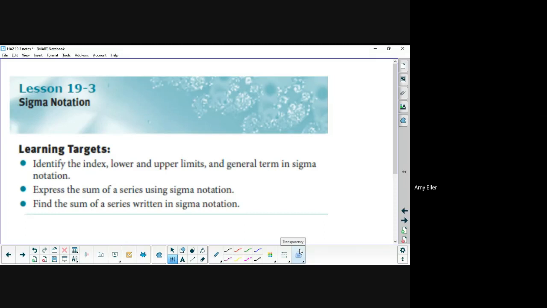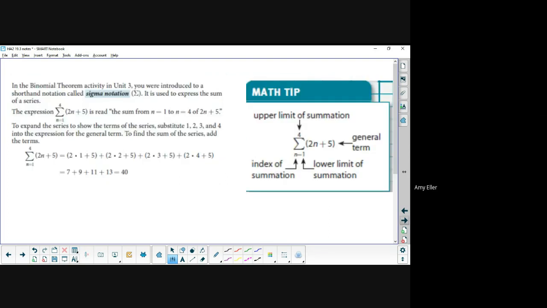All right, so 19.3, we're going to start with some vocabulary. Today we're learning about sigma, which is this, which means to add. If you look at your vocabulary here, this tells you what all of these things are. The index is your variable that you're going to use. This number is your lower limit. This number is your upper limit. And this is called your general term, or your a sub n.